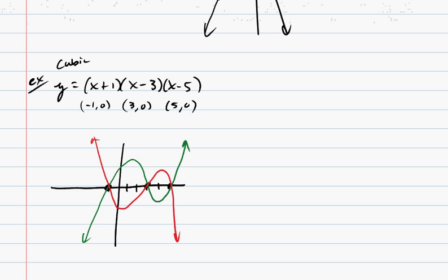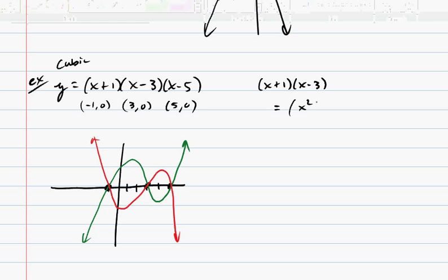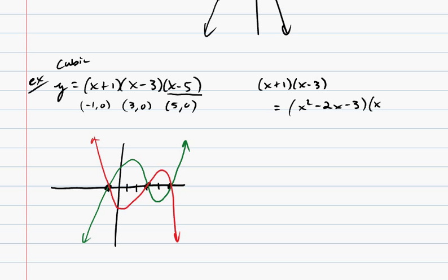So the main way we determine which way it's going to go is by expanding. So first, I'm going to take the first 2 factors and expand that out. Now after you expand that, you're going to get x squared minus 2x minus 3, if you work that out and FOIL that out. And then I still need to include the last term that we haven't worked out yet.